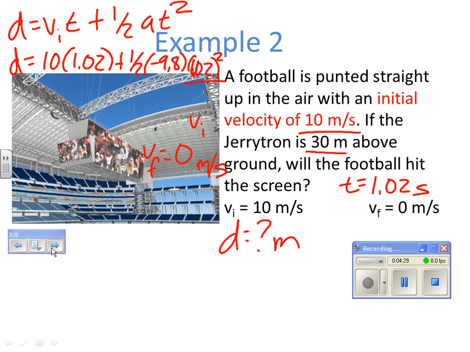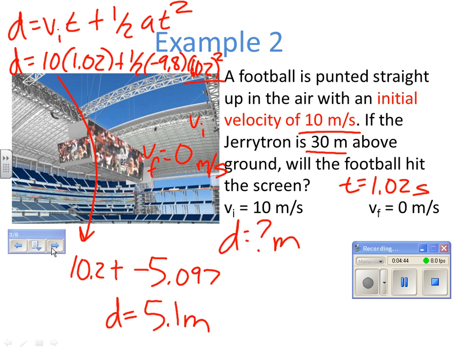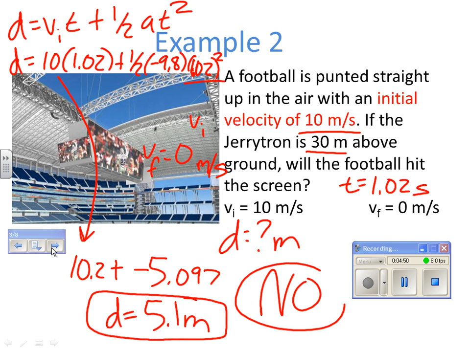So I'm going to bring this down here so hopefully you can see it better than it's on the picture. So in other words, 10.2 plus negative 5.097. So we get an answer of approximately d equals 5.1 meters. All right, so if it's only going to go 5.1 meters, then no, it would not hit the Jerrytron. All right, so that shows you it.